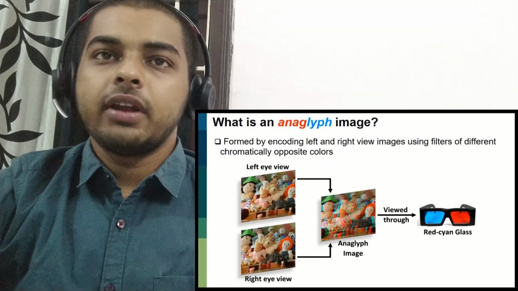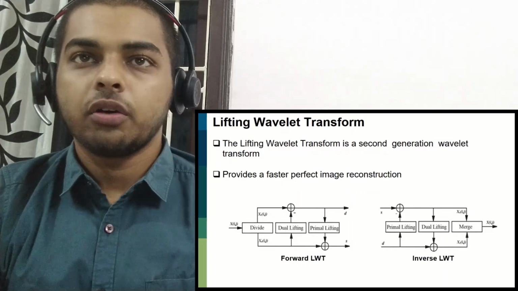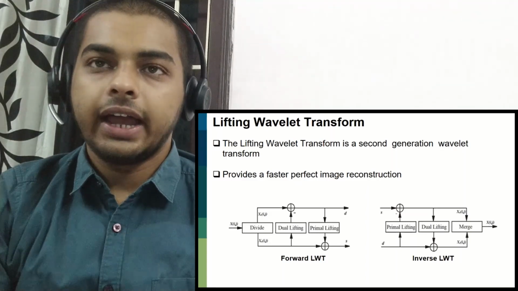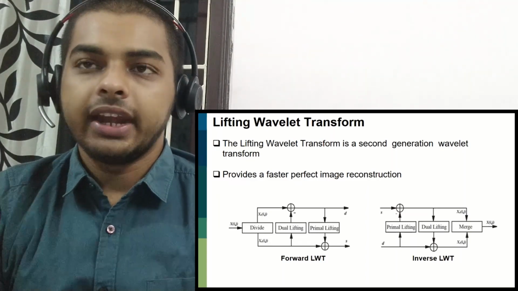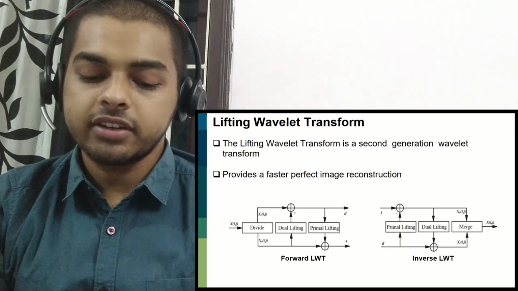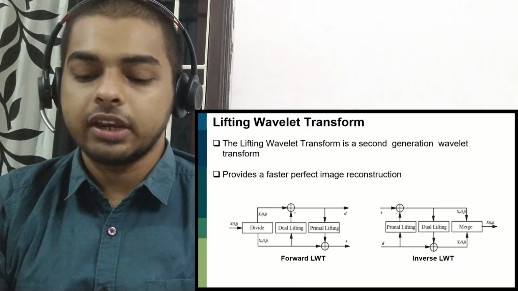Now the lifting wavelet transform. This is the first part of our proposed method. The lifting wavelet transform was proposed by Swildens, and it's a second generation wavelet transform. It is faster and requires less memory space. And LWT, by virtue of its properties, provides a perfect image reconstruction.